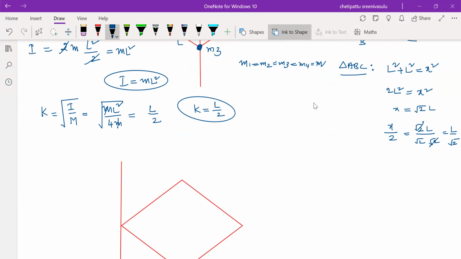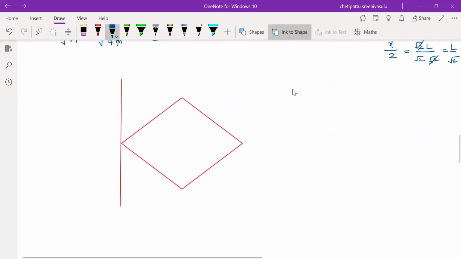So look at this problem. This is the axis of rotation. Here equal masses m1, m2, m3, and m4 are located, 4 masses as shown in the figure. But the axis is passing through one of the corners of the square. So about this axis of rotation, what is the moment of inertia?